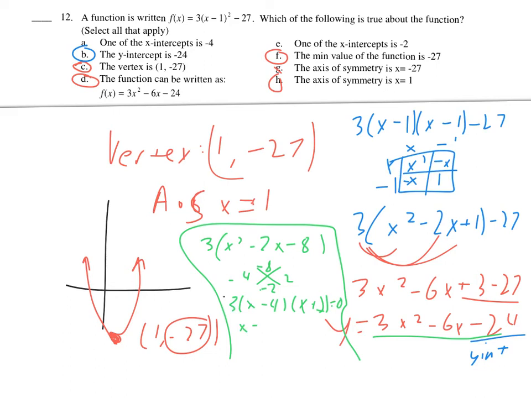And so I get x minus 4 equals 0, x plus 2 equals 0. And if I add the 4, I get x equals 4 and x equals negative 2. So it looks like E is correct, but A is not because it's got to be a positive 4 for the x-intercept.